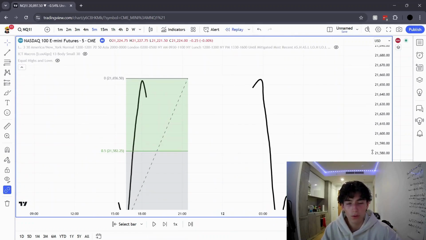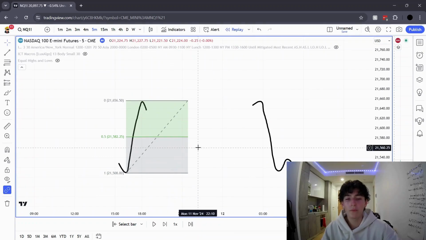Now, what is equilibrium? Well, equilibrium is basically a range that tells you whether you're premium or discount.